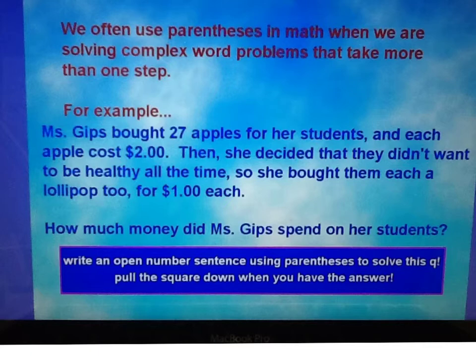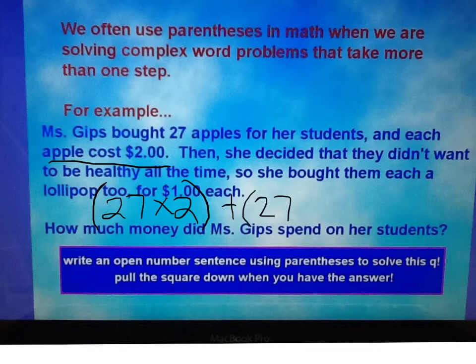Well, a way that we could set up this problem is to take a look, and we know that we have 27 students. And each student is going to have an apple that costs $2. So are we going to add 27 plus 2, or are we going to do 27 multiplied by 2? Each student is going to cost $2, so that should be multiplication. So we're going to go ahead and put that in parentheses because we know we have to do that first. And then we can add the 27 students that each got a lollipop, which was $1. Okay, you see how we put in our 2 sets of parentheses because we needed to know that we had to do this work and this work first, and then we can add the 2 sections together.